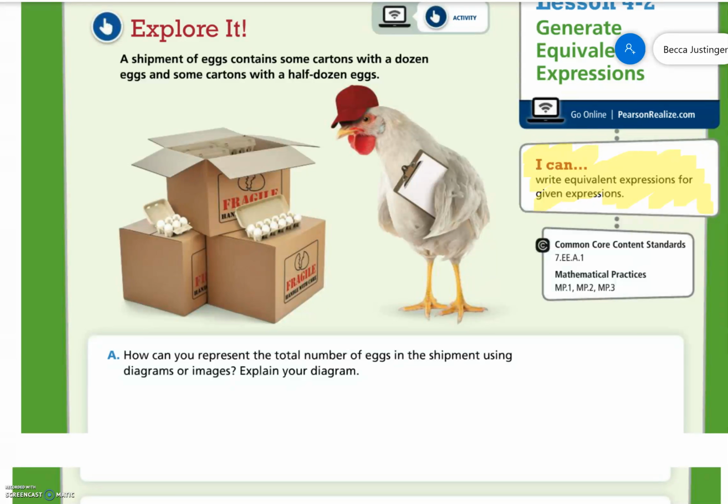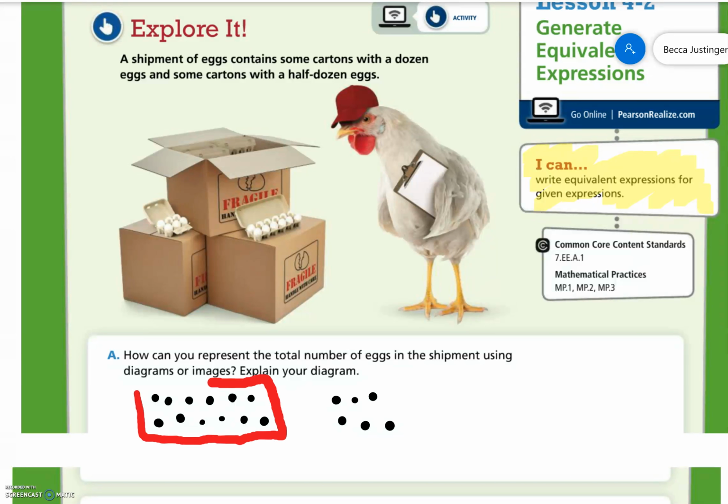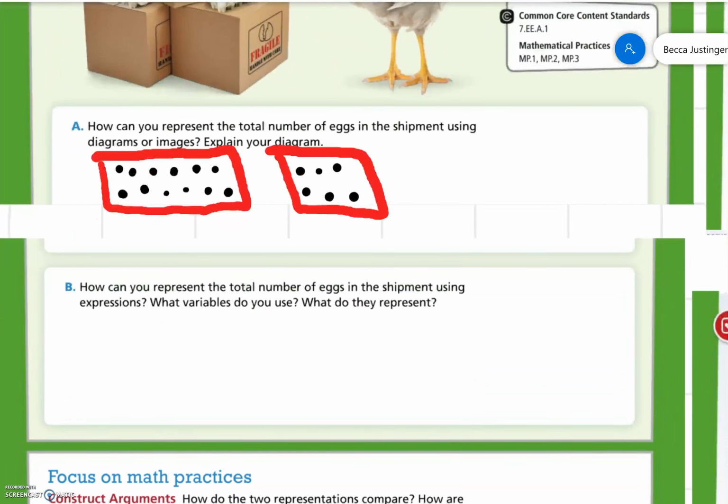Okay, hopefully we got some good creative ideas. I'm thinking if we had a dozen eggs, we would have 12 dots. That would look like one shipment of eggs with a dozen eggs, and a half dozen eggs would look like that. We don't know how many would come in each shipment, but we could multiply whatever we had in the dozen or the half dozen and add them together, and that would tell us the total number of eggs.